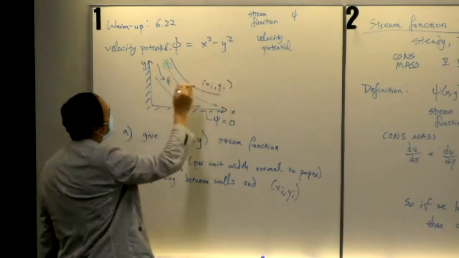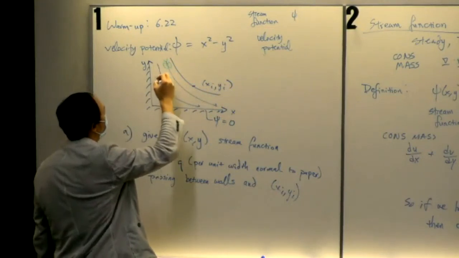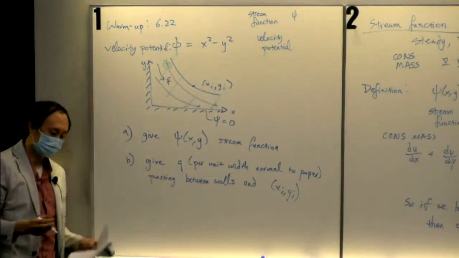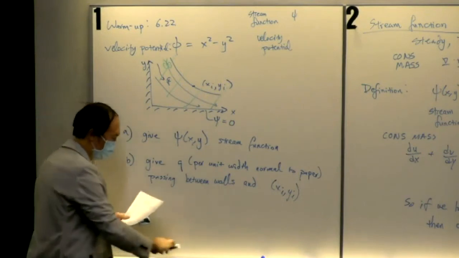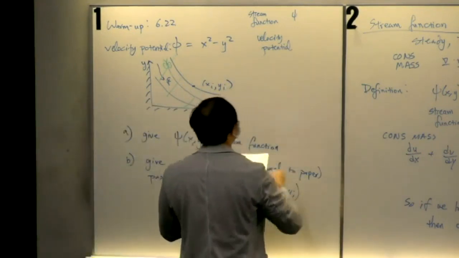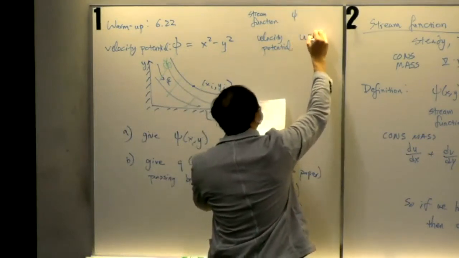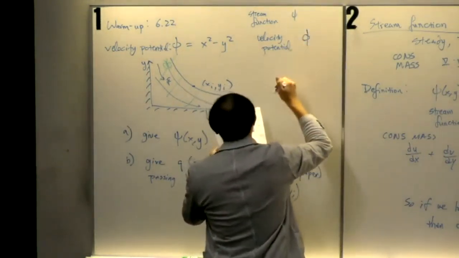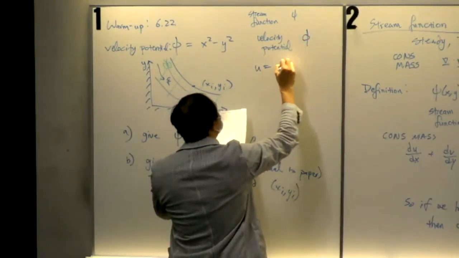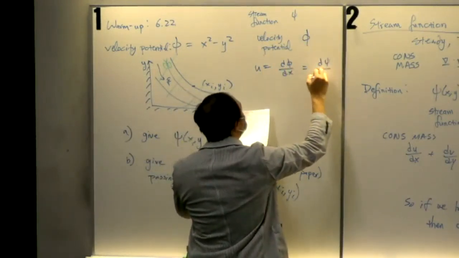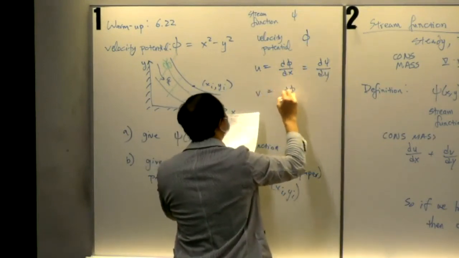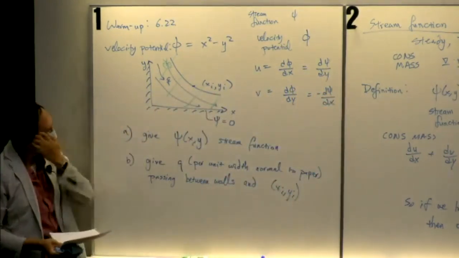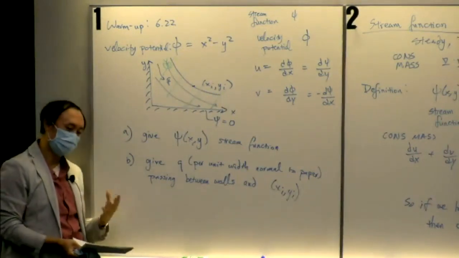The other way you can draw it is what's called potentials. And that would look something like this. Basically, potentials are lines that are perpendicular to the stream functions, and they contain the same information. The way the velocity potential is defined is that u is equal to d phi dx is equal to d psi dy, and v is equal to d phi dy and negative d psi dx. So once you have your u and v, you can easily convert to potential or stream function or vice versa.